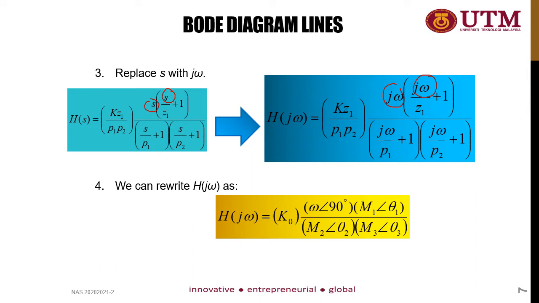Okay, once you have replaced s with j omega, you can convert the equation into polar form. This is the constant k naught, and then you have j omega here. So the magnitude is omega. As we have seen in the Fourier series chapter, j equals 90 degrees or pi over 2. This is the first on top, and in the second part you have this equation in complex or rectangular form, so you can convert it into polar form. So you have the magnitude for the first component and the phase. The same goes for the denominator.